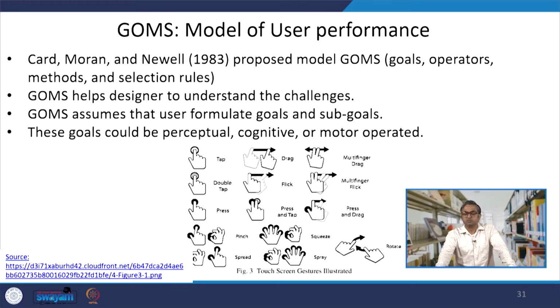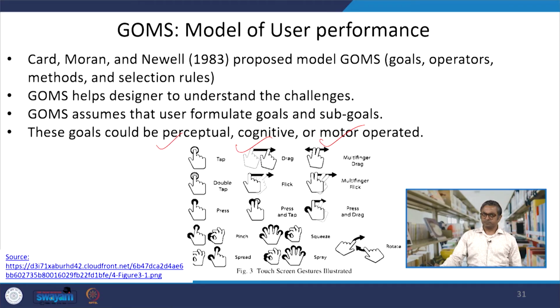GOMS also assumes that users formulate goals and sub goals. There is a goal, and out of the goal there is a sub goal. GOMS helps us in that direction. These goals could be perceptual in nature, cognitive in nature, or motor operated. Now, one thing we have to understand when we are talking about GOMS: the goal is there. Once the goal is perceptual in nature, the solution, the operator, the method, the selection rule, everything will be very much influenced by the perceptual information.